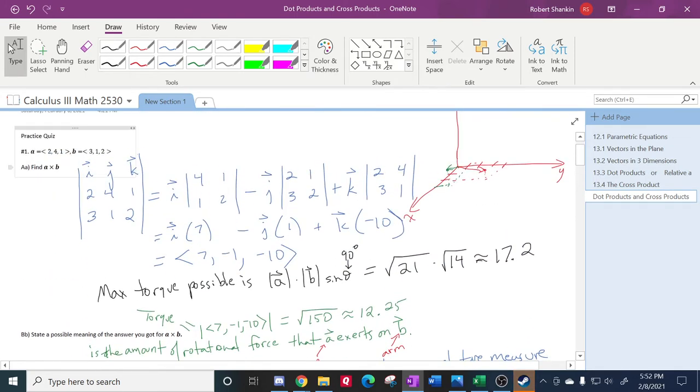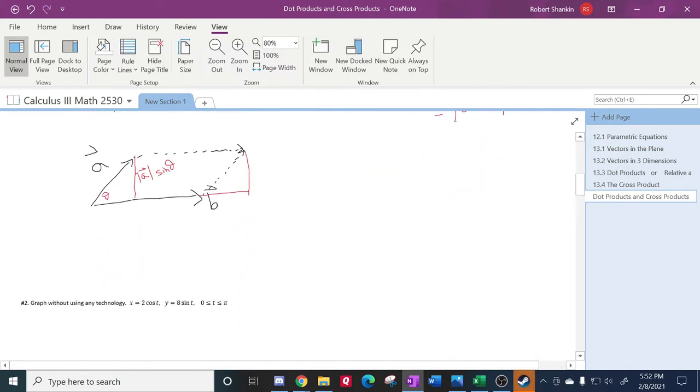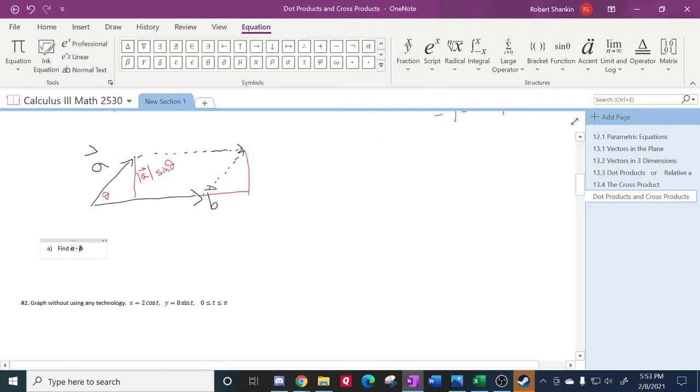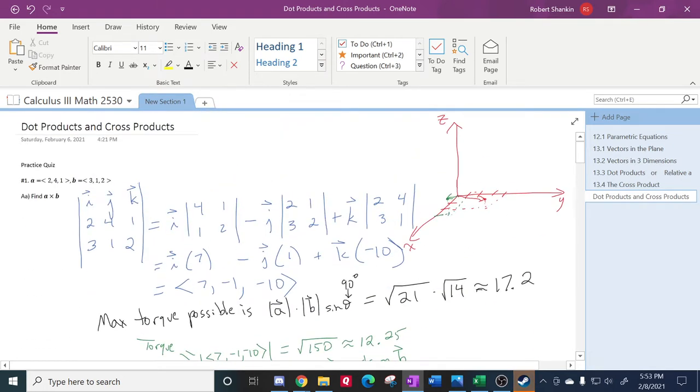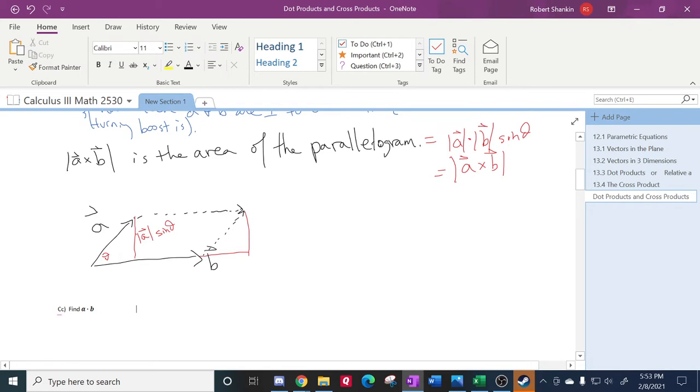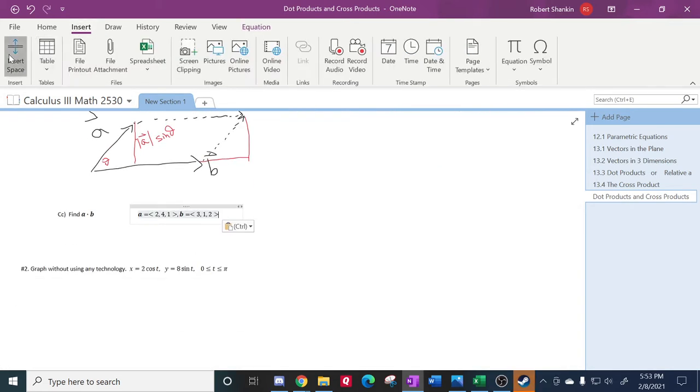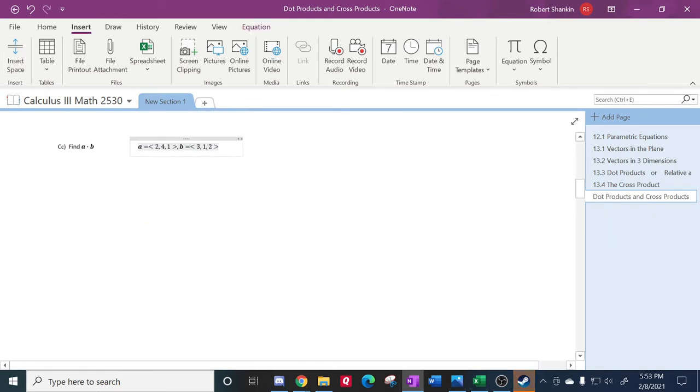And all right, so now that's A and B. Let's go to C. And let's change this to dot product, and let's call it C. Find the dot product of A cross B, and let me copy these over again so we can see them more clearly. All right, 30 seconds, because these go really quick.